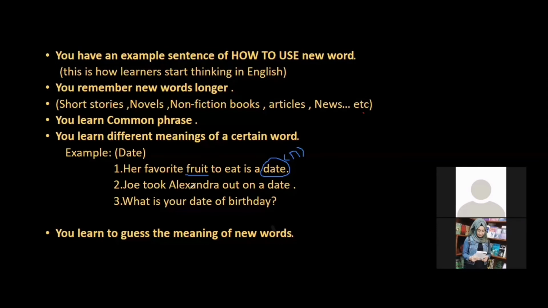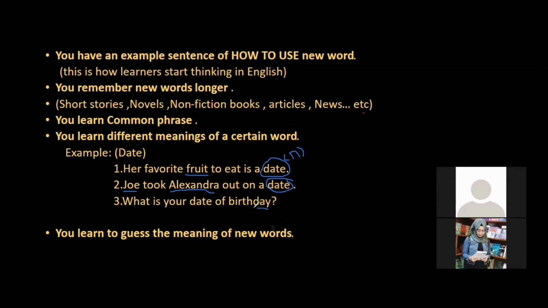Okay, so Joe took Alexandra out on a date. Wow, we have two names. In this case, it's about taking out, going out, something like that. In this case, we realize that it's not about food. It's not about fruit. It's about a couple. They go out and have a nice day, and they chill. So in this case, it doesn't mean food and fruit.